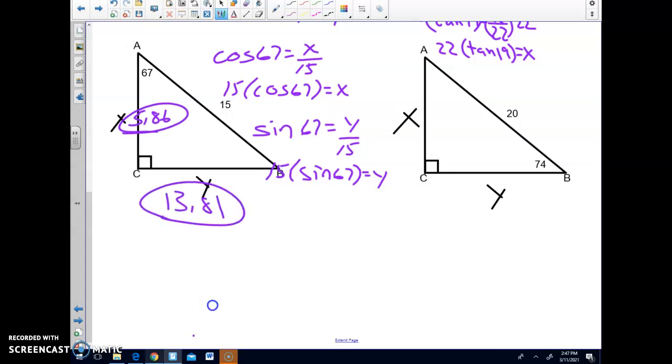And our final one, the sine of 74 equals x over 20. So 20 times the sine of 74 equals x. And the cosine of 74 equals y over 20. And 20 times the cosine of 74 equals y. And I'll finish off by putting that into my calculator.